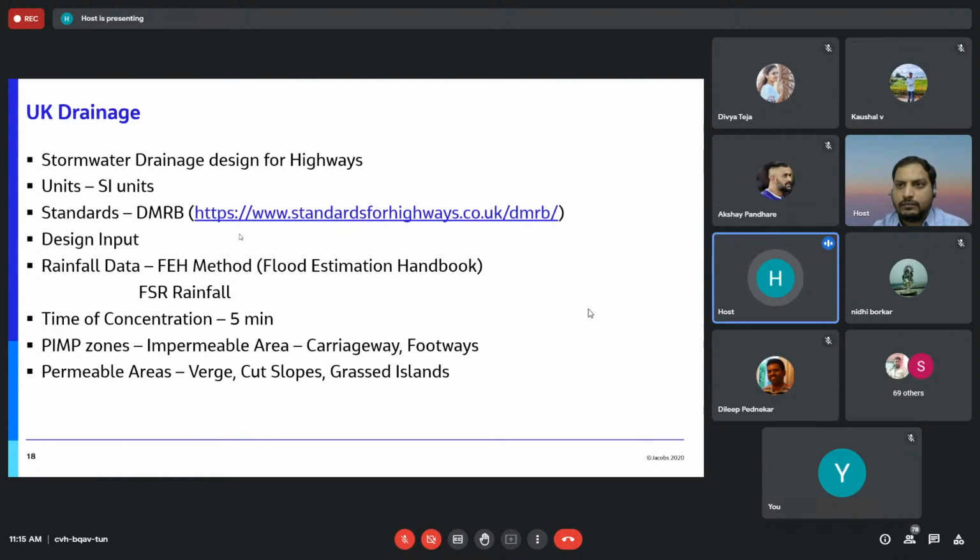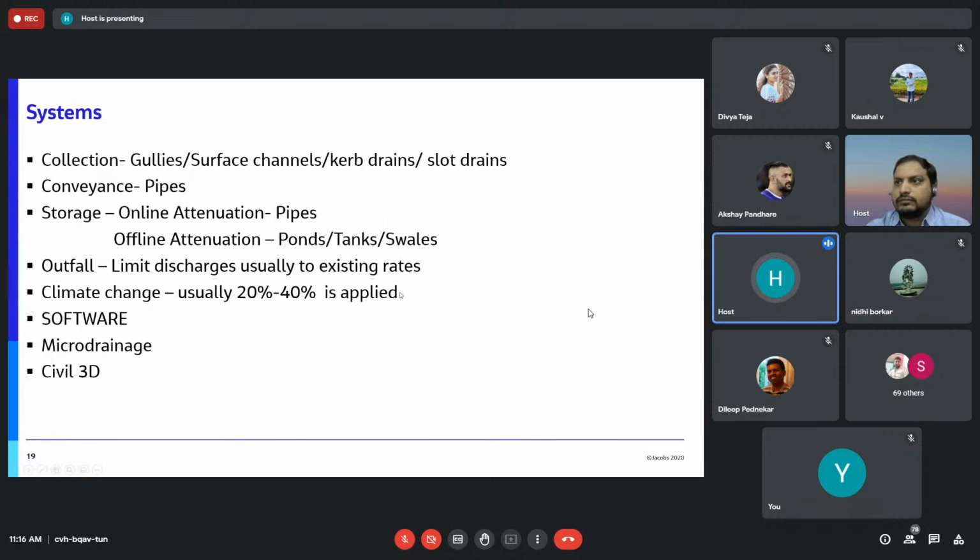And as we discussed before, we need to know how much impermeable area or permeable area we have. Depending on how our catchment is put together, concretized islands are all part of impermeable area. And permeable area, as we discussed in that previous image, includes verge, cut slopes, or any grassed islands. Next slide, please.